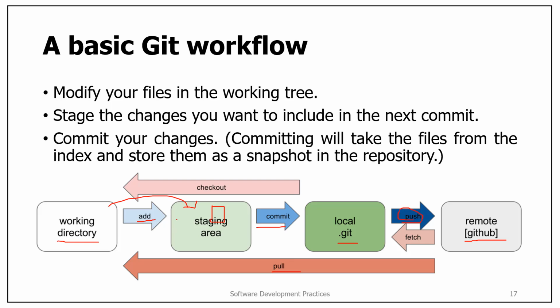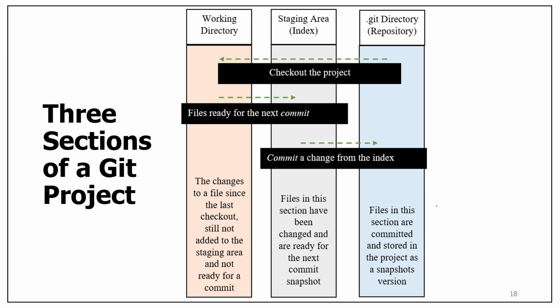So this is the basic workflow of Git and the three sections of a Git project, which we have seen now. The working directory is the place where the file gets ready, then the staging area or index area. From the working area we move the file by using the add command to the staging area, and from the staging area we move the file to the Git directory by using the commit command.